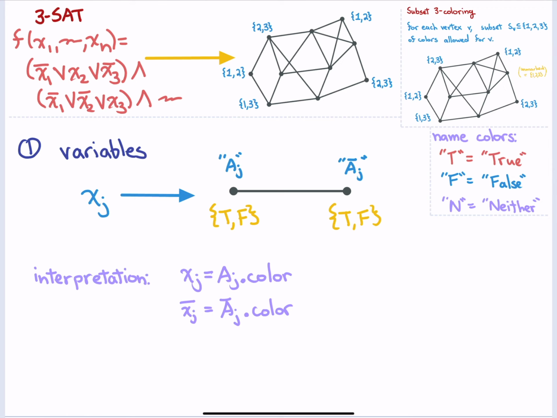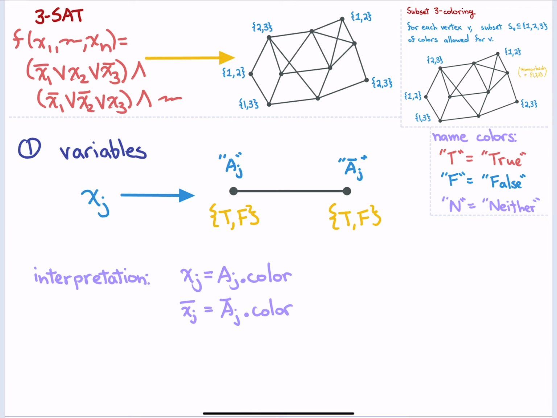For each variable, I'm going to make 2 nodes, one for each literal, xj and xj bar, which I'm calling aj and aj bar. And I'm going to say these can only be assigned true or false. I can only assign xj to be true or false as colors, because it's subset coloring, so I can make subsets. So the subset's going to be true or false. And likewise, aj bar can only be true or false, because xj bar can only be true or false.